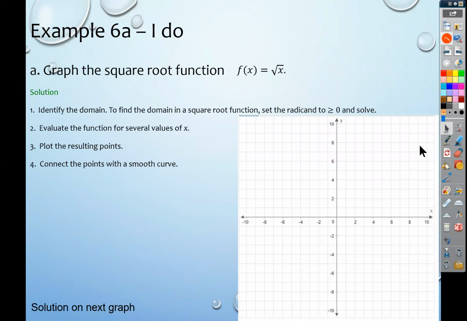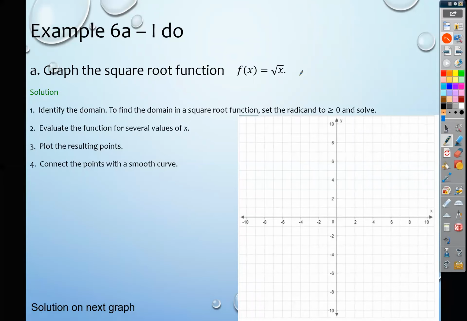Okay, example 6a. Graph the square root function f of x equals the square root of x. So we're going to identify the domain. To do that, you're going to set the radicand greater than or equal to 0 and solve. So you take what's under the radical and set it greater than or equal to 0. Then evaluate the function for several values of x, plot the resulting points, and connect it with a smooth curve. So we are going to try this.